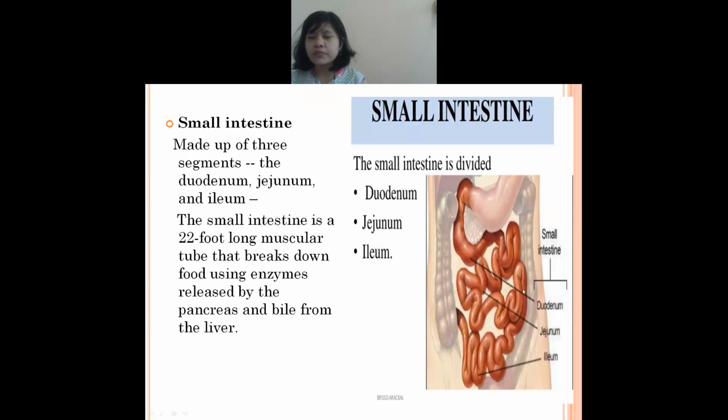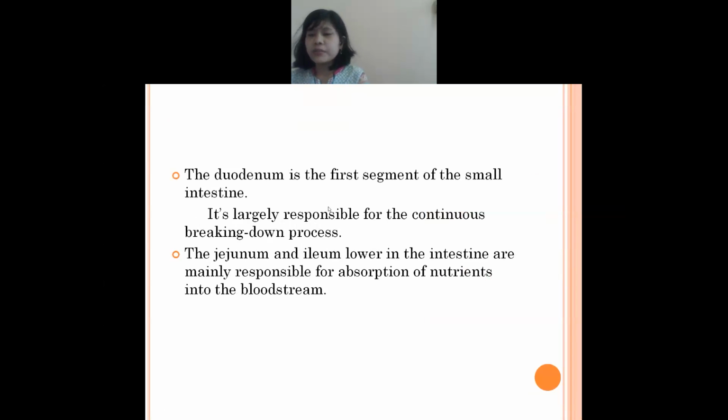First is the duodenum. What will the duodenum do? It is the first part you get in the small intestine, and it is responsible for the continuous breakdown process. They will continuously break down the food so that it becomes smaller particles.